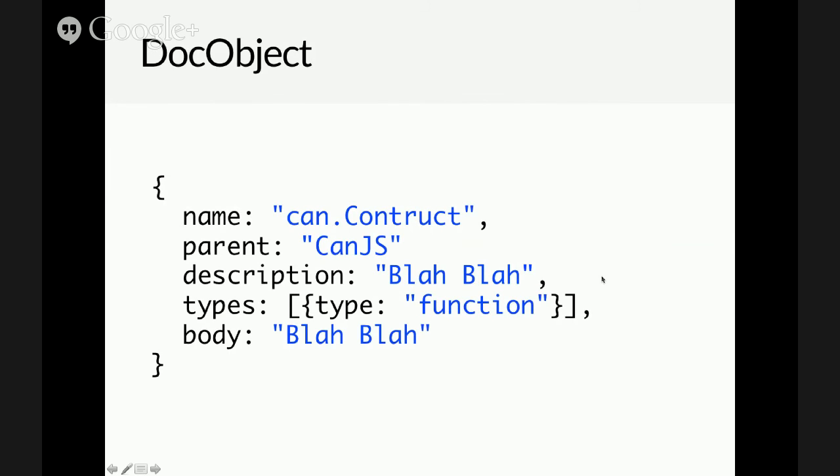So a doc object essentially looks like this. This is what we're building to. All those tags are doing is adding properties to an object like this. So a name might have a parent, a description, some type information, and a body. And all we're doing is saying, hey, templates, render this with your helpers and things like that. And that's all they do.